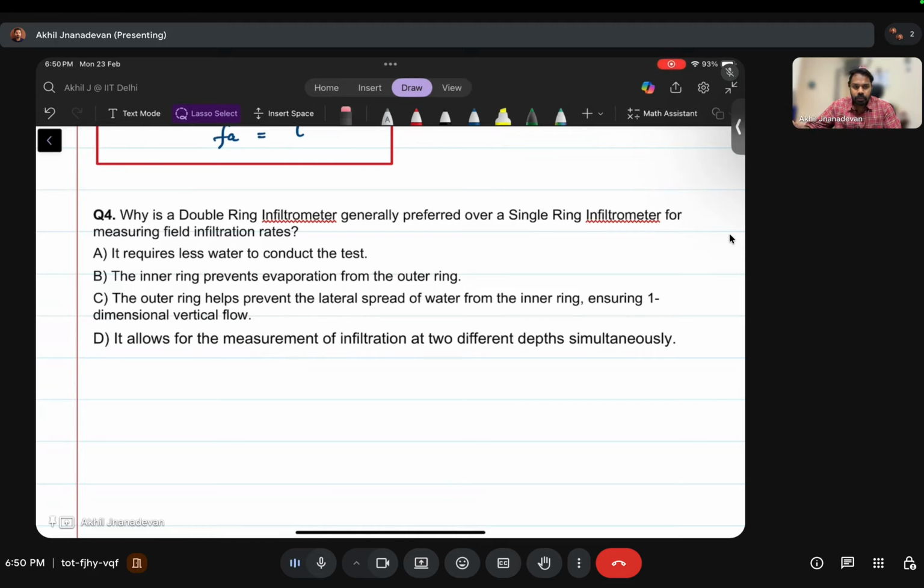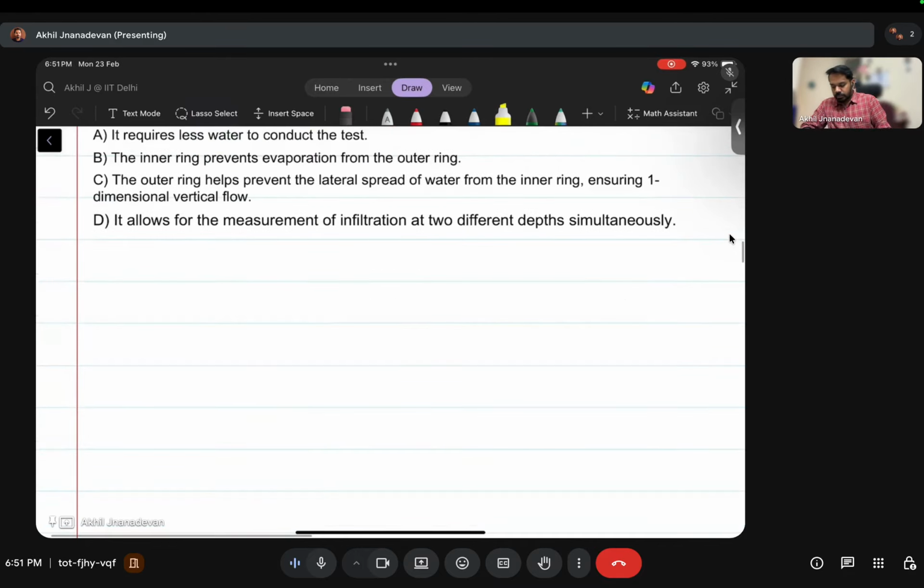So two things we can do, we can measure infiltration or we can estimate infiltration. Estimation is done using analytical methods or mathematical equations. Measurement is called field measurement, that is experimental techniques. So why is double ring infiltrometer preferred over single ring infiltrometer while measuring the infiltration rate? So you need to know what the infiltrometer is and what the double and single infiltrometer are. So we'll directly come to the double ring infiltrometer.